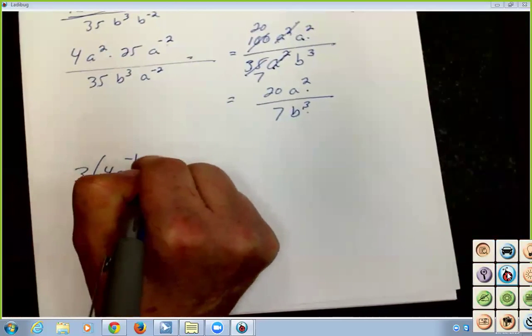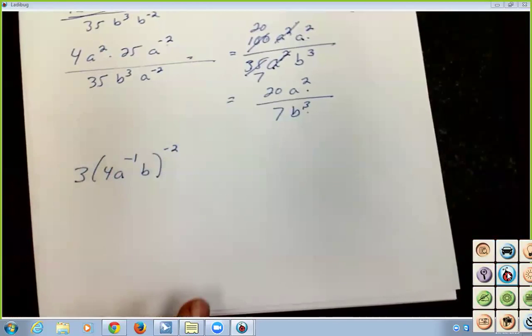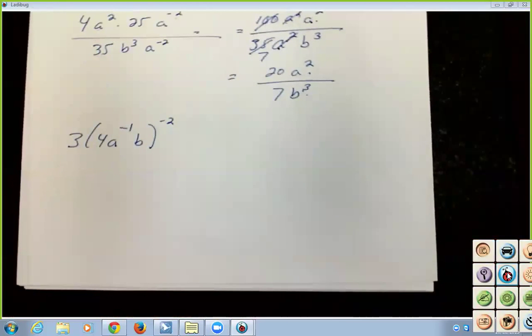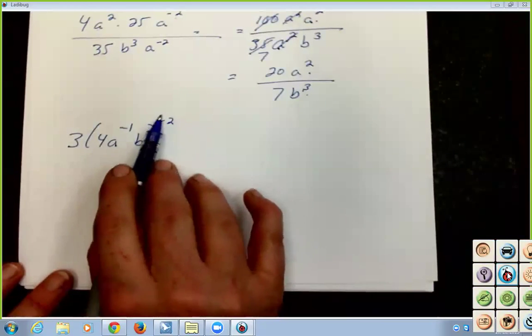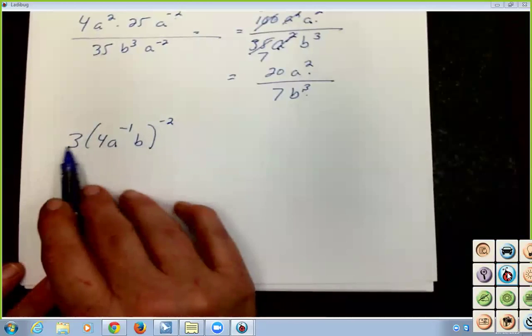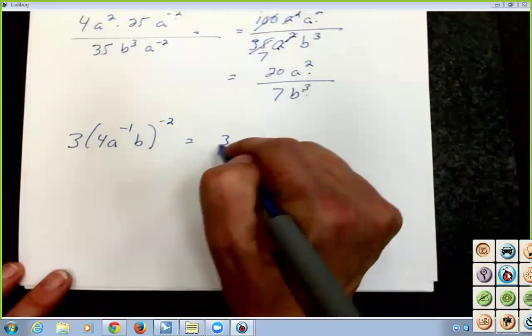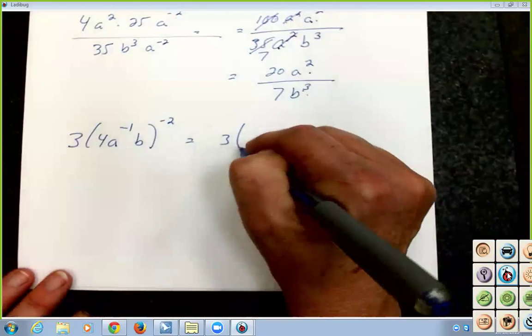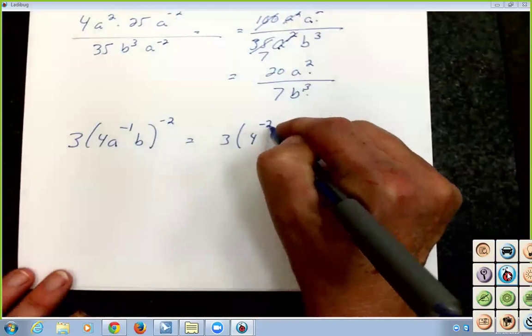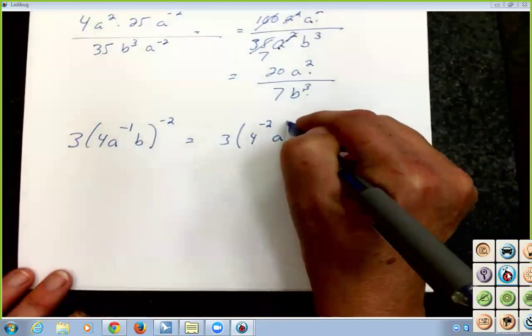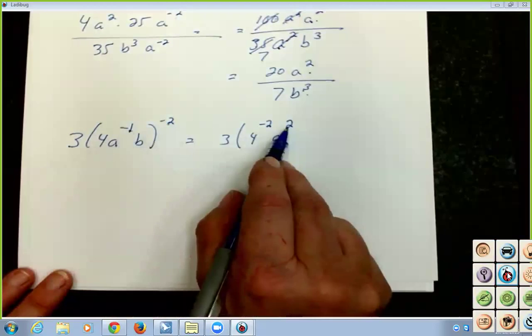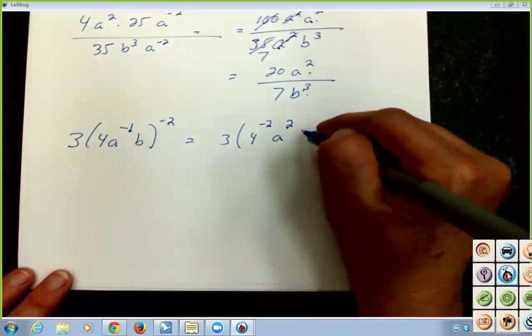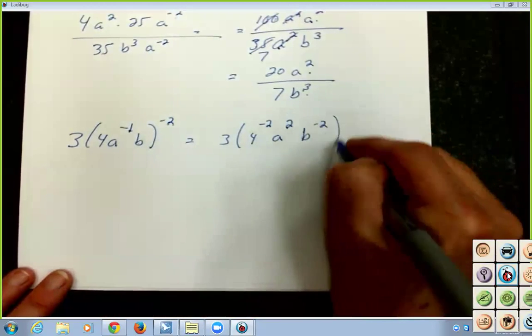4a to the negative first, b raised to the negative second. That one's got lots of negatives in there. So if we distribute, the only thing it gets this negative 2 is this piece, not the 3. So 3 is going to be there. Then I'm going to have 4 to the negative second, a to the positive second, because a negative 2 times a negative 1 is an a squared. Negative 2 times 1 on the b is going to be a negative 2.